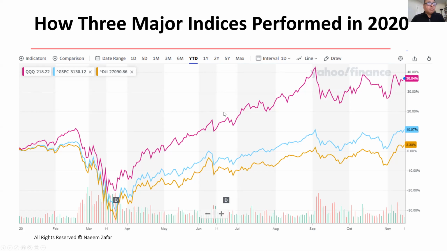So you notice here how it has performed. There was a dip for all three symbols in March after COVID started, but they all have recovered, and QQQ or NASDAQ 100 has recovered the best. It's up 38% for the year. The S&P 500 is up 11%, and Dow Jones Industrial 3.3% since January. Of course, some of us got freaked out after the COVID crash, took the money out, sat out most of the year, and missed out on these beautiful gains.